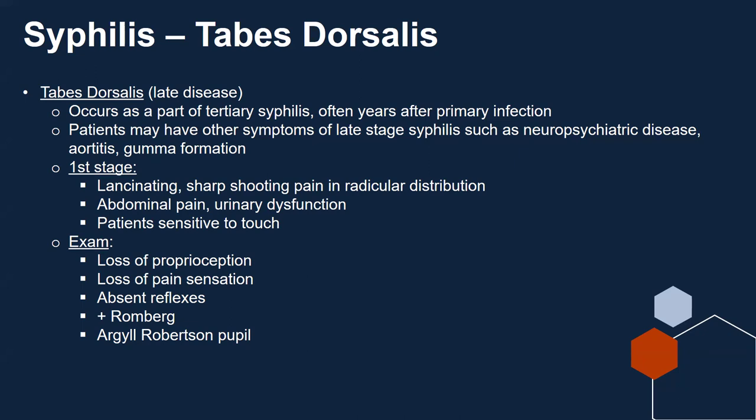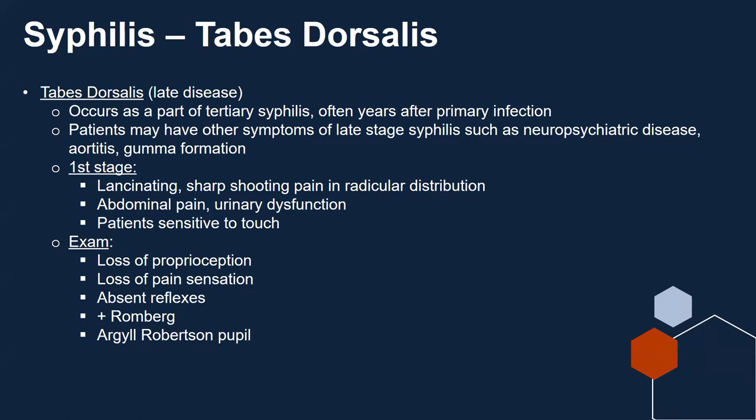They may or may not have abdominal pain and urinary dysfunction. On exam, they have loss of proprioception and a positive Romberg due to involvement of the dorsal columns, and they may have loss of deep pain sensation. They can also have absent reflexes and an Argyll Robertson pupil as well.